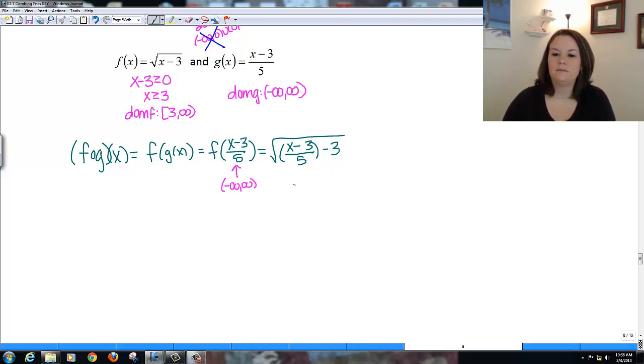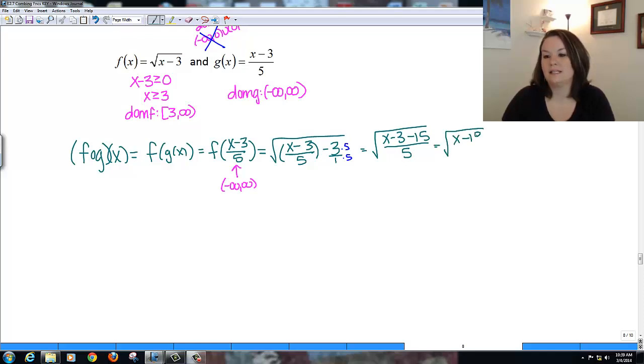Okay. So I'm going to go ahead and get a common denominator, which would be 5, right? So that I can combine all this stuff. So I'm going to write this as 3 over 1, and I'm going to multiply it on top and bottom by 5. Okay. So I end up with the square root of x minus 3 minus 15 all over 5, which gives me the square root of x minus 18 over 5.